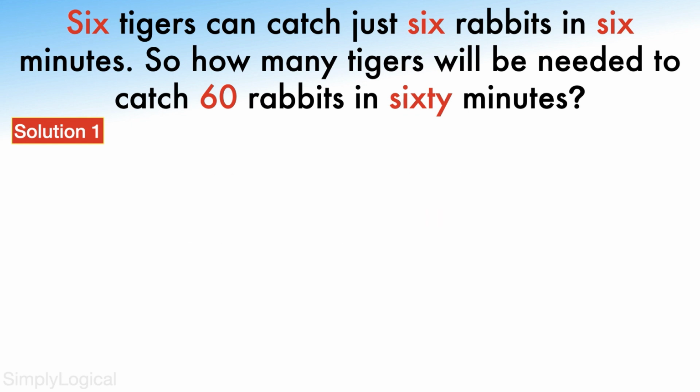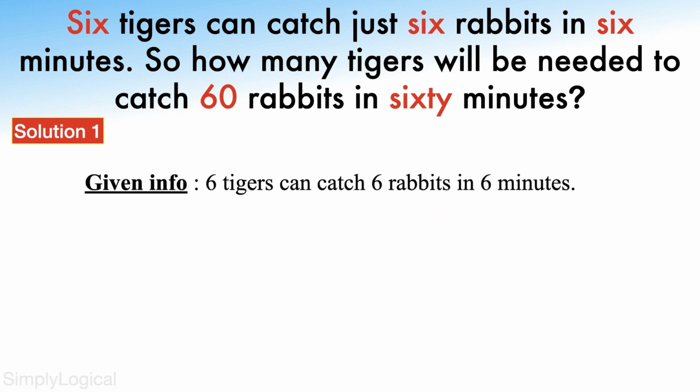There is an alternative method. So consider again the given information, which is 6 tigers can catch just 6 rabbits in 6 minutes.